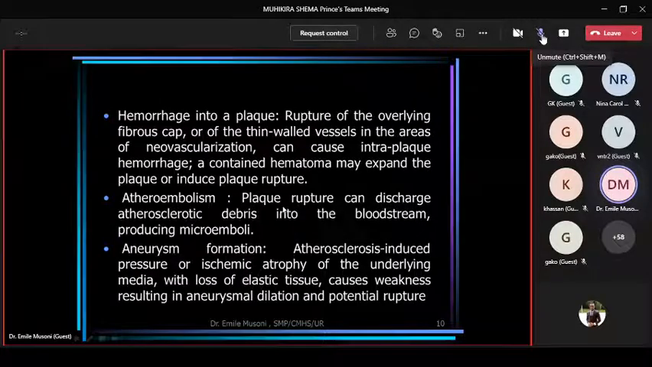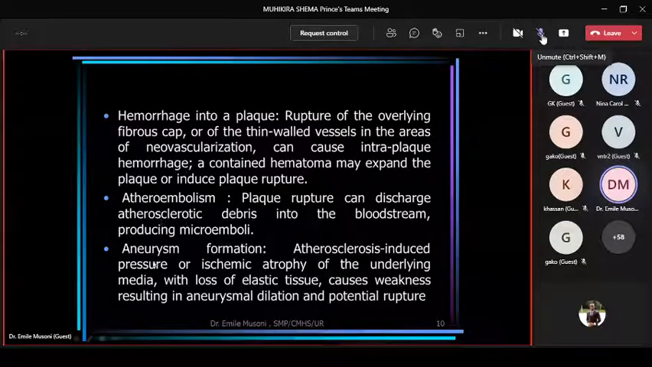There can be atheroembolism. Plaque rupture can discharge atherosclerotic debris into the bloodstream, producing microemboli, meaning that that plaque of smooth muscle and fat can migrate to other organs like the lung or the brain through the bloodstream.